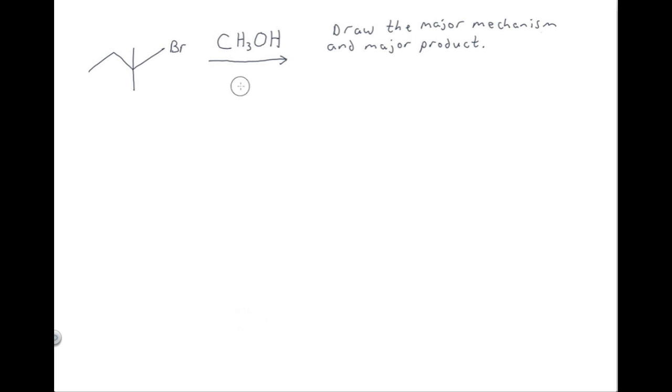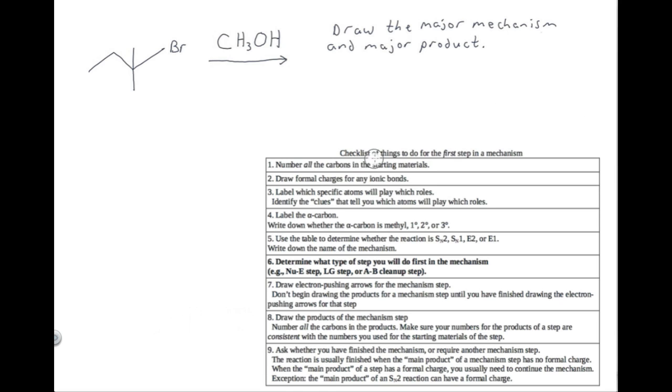Please pause the video and try this problem. I hope you did try this problem on paper. Now let's discuss it. Here's a checklist of actions to carry out for the first step in a mechanism. The things that you do for the first step in the mechanism are a little bit different than what you do for the second or third step. So here's some actions to take for the first step. Let's make sure we've numbered all the carbons in the starting materials.